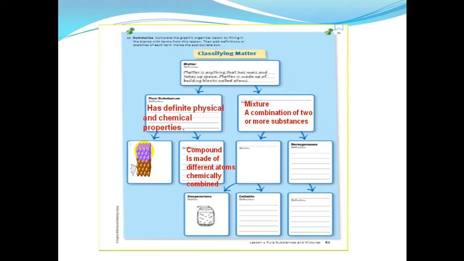And the second kind of pure substances is compound. What is a compound? A compound is made of different atoms that are chemically combined. For example, water is a compound made from hydrogen atoms and oxygen atoms. They bond together, or they connect together by chemical bond, and this is called a compound.